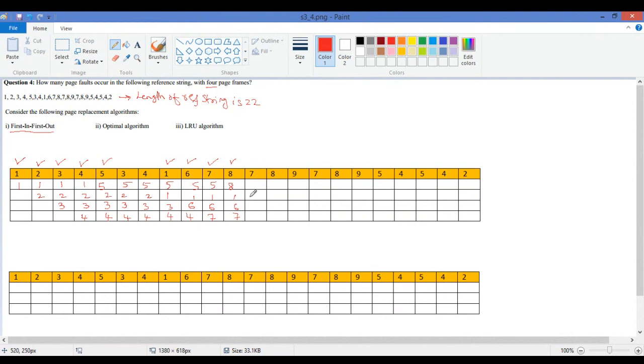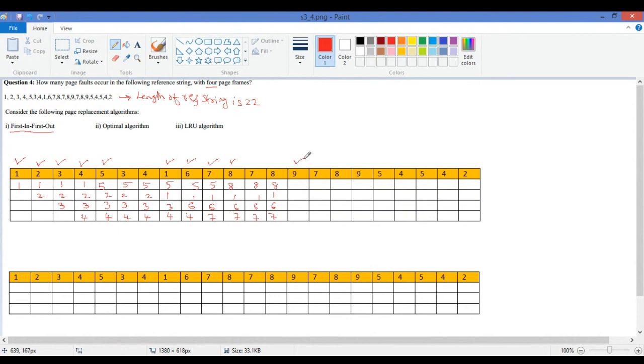Similarly, you have 7, but 7 is already there. There is no page fault. 8 is also there. There is no page fault. I just copy this: 8, 8, 1, 1, 6, 6, 7, and 7.